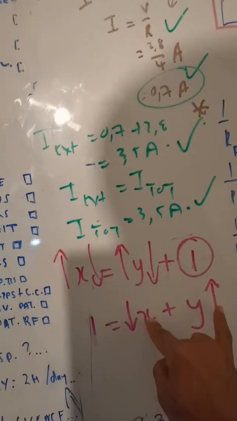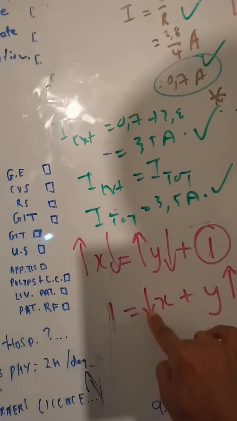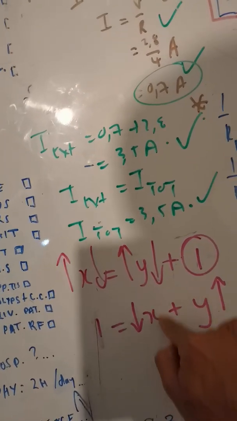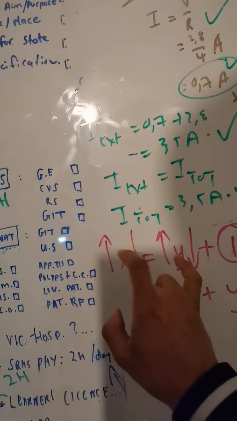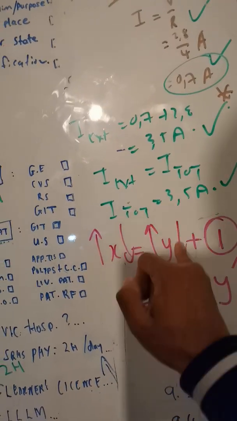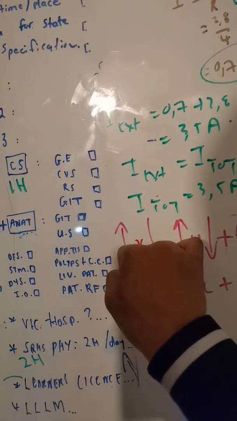So if they're both on the right hand side of my equation, if one increases, the other one is going to decrease. If one decreases, the other one is going to increase. But if they're on opposite sides of the equal sign, if one decreases, the other one's going to decrease. If one increases, the other one's going to increase. Just make a note of that.